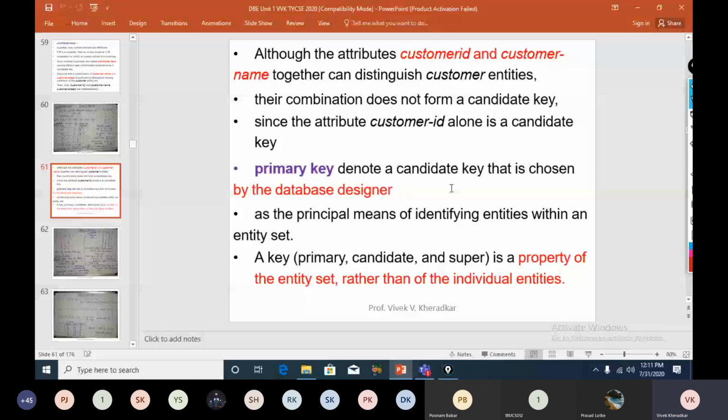But there is only one constraint: whichever candidate key you choose as the primary key, the only requirement is that it should not have a null value. There is no null value for the primary key. So what is the definition? A primary key is one of the candidate keys. The only constraint is that there is no null value for that candidate key. Such a key is called a primary key.